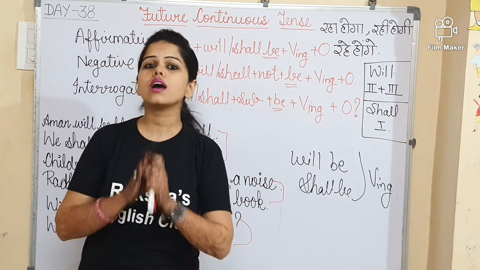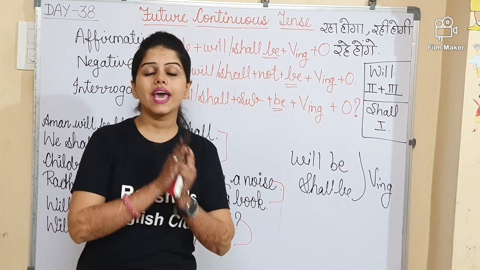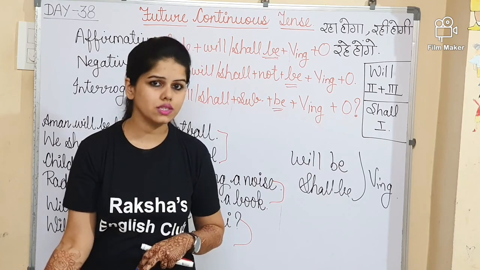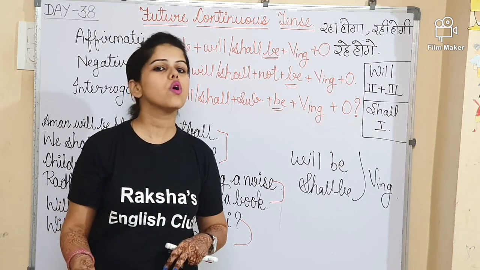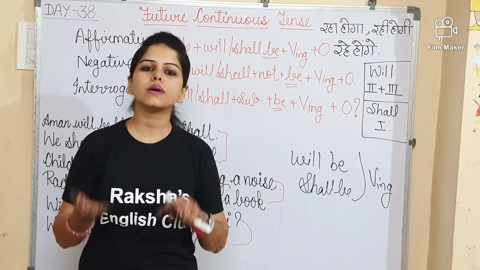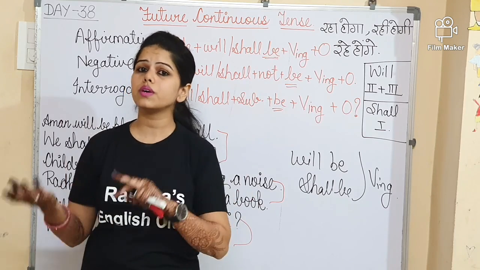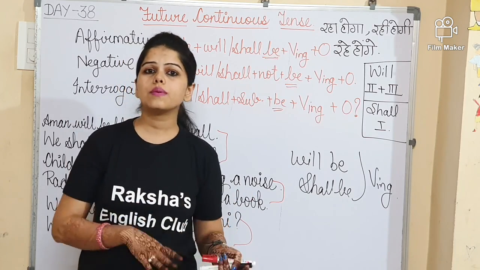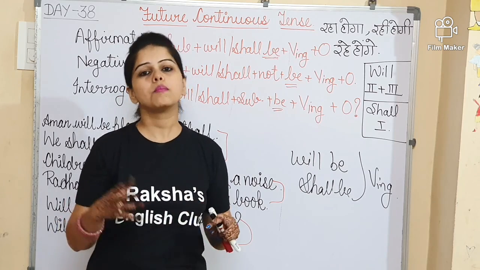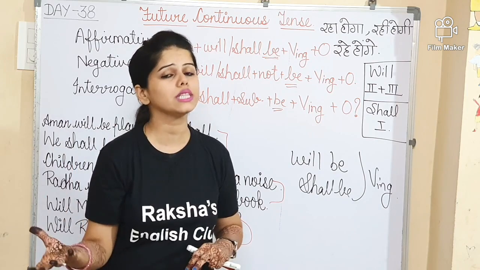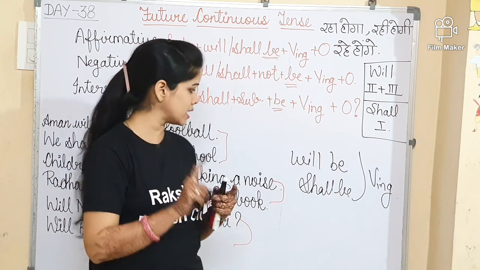When corona stops, we will be going to school, we will be going to office. Jab corona band ho jata hai, khatam ho jata hai, finished, then we will be going to school. Tab hum school ja rahe honge, tab hum offices ja rahe honge, means at a certain time we will be doing this thing. Okay, this thing, one condition.